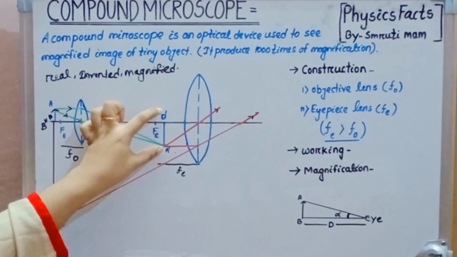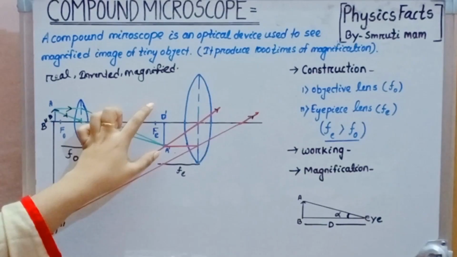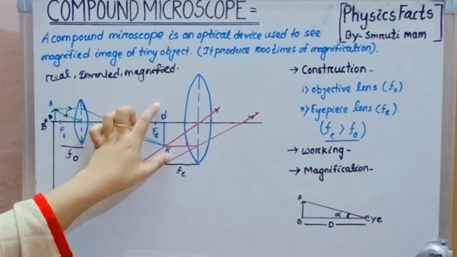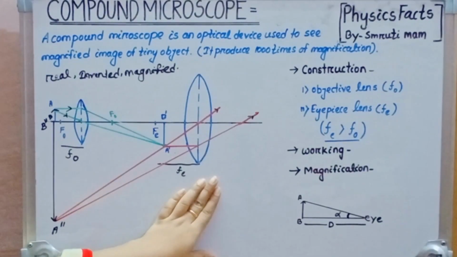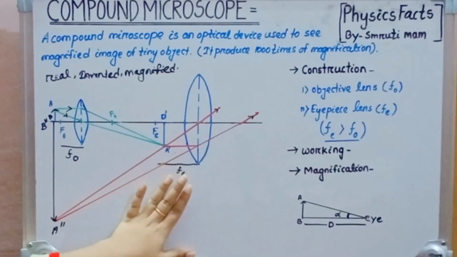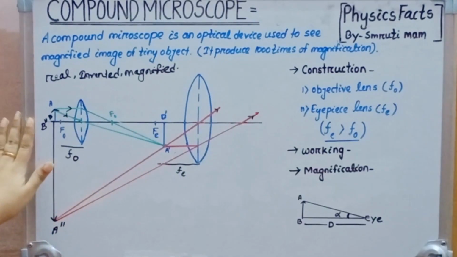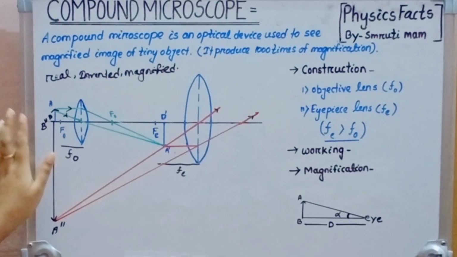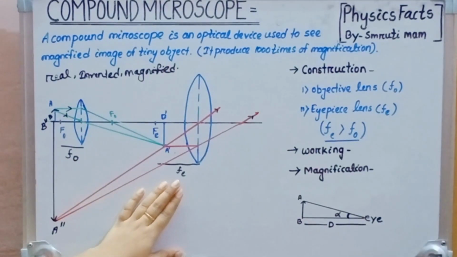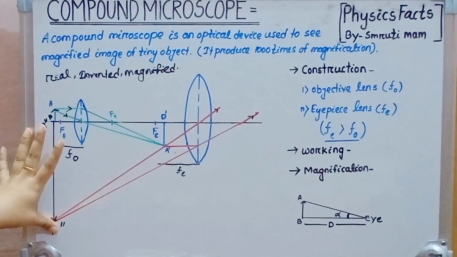देखो A prime B prime eyepiece lens के लिए ऑब्जेक्ट है और इसका इमेज हम यहाँ पाए A double prime B double prime. Okay ना? So for eyepiece lens, A prime B prime is object, A double prime B double prime is image. So what is the characteristic of image? The characteristic of image that is highly magnified but virtual and erect.